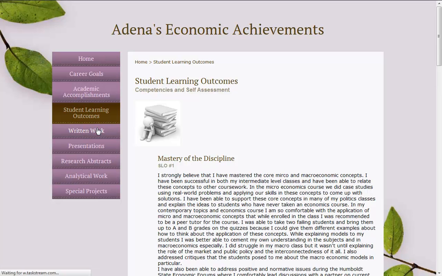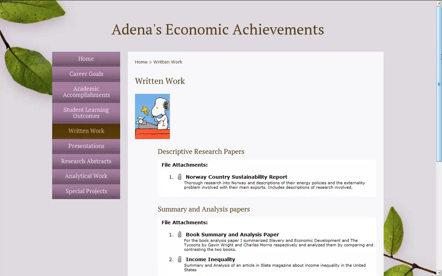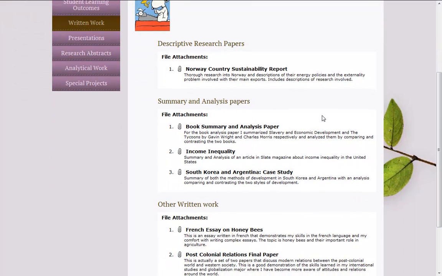So under written work, we have the various different papers, some descriptive research papers, some summary and analysis papers. Both of these types of papers are papers that we want our econ majors to be able to master. Of course, the descriptive research papers where you're actually doing some research and writing up an evidence-based paper. Summary and analysis is where you're looking at a news article or a case study or a journal article and you are analyzing it and better understanding it.